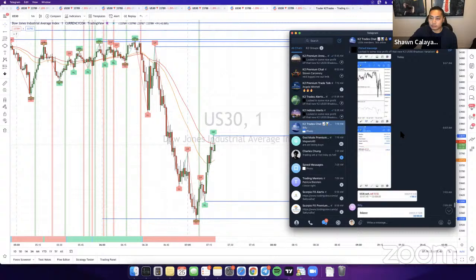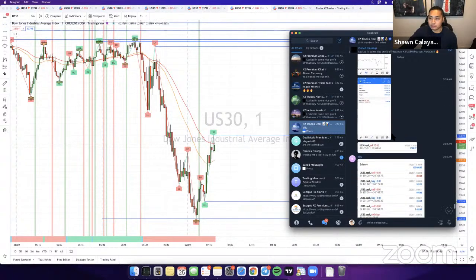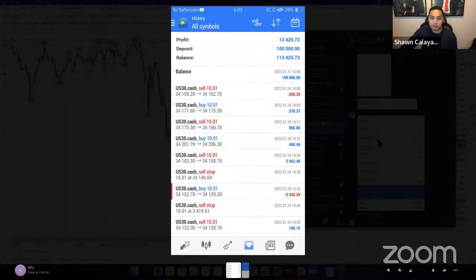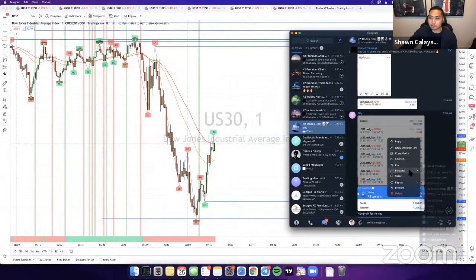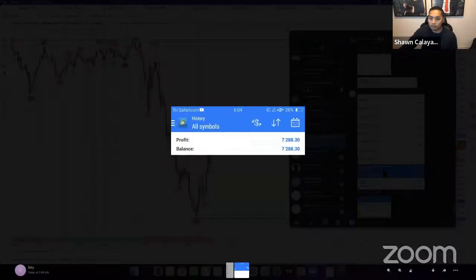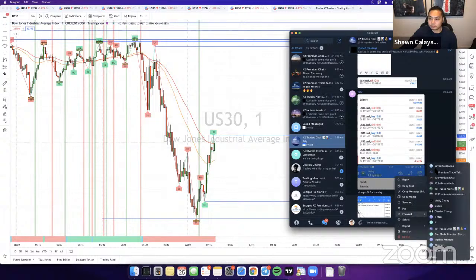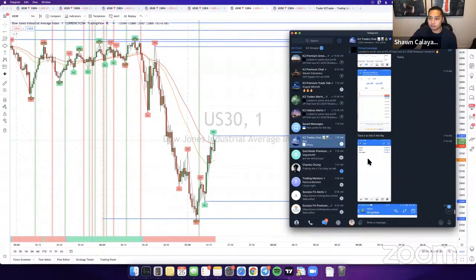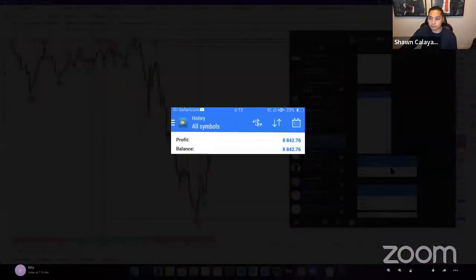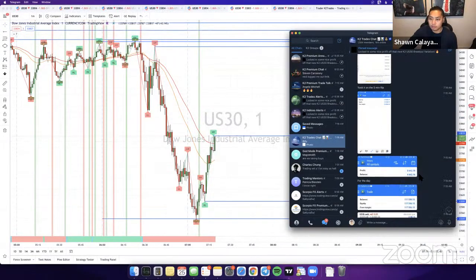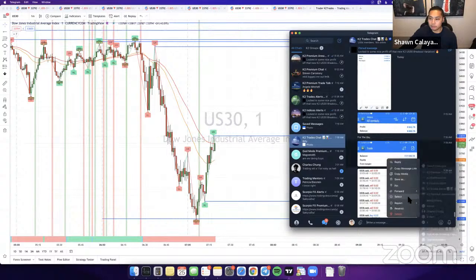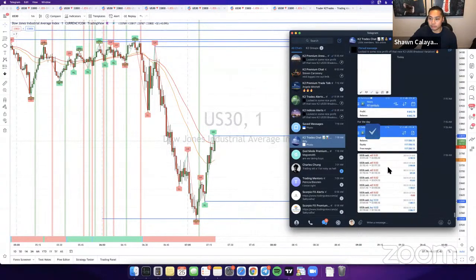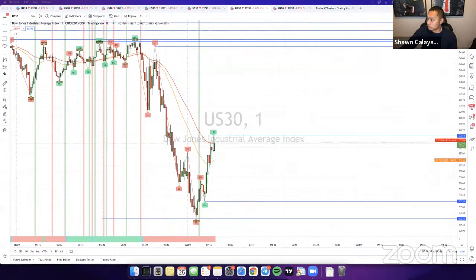Nice work, Billy. Billy locked in some pretty good profit today. Right here, his account locked in 13K. Nice work. 7K off this account, and he took a 5-minute trade right there. These right here as well. So nice work, Billy. Looks like all your accounts pretty much hit pretty solid for the day. It's pretty good. Let's see if there's anything else here that I'm missing.